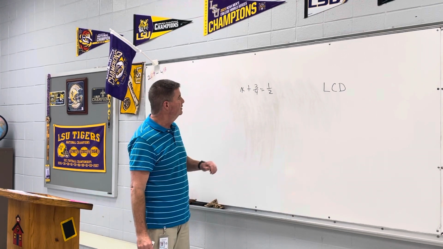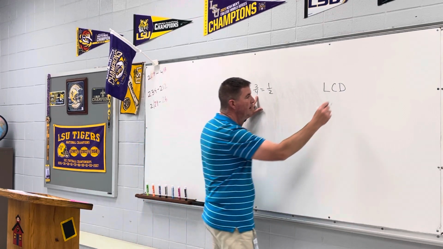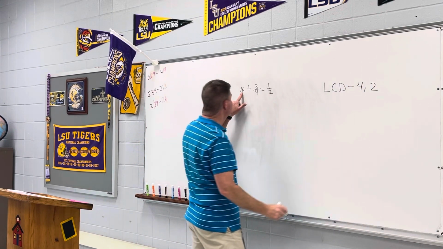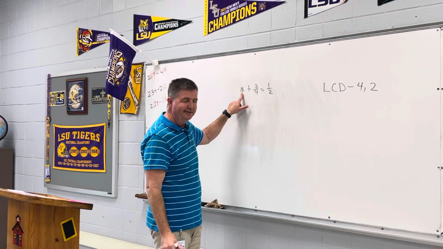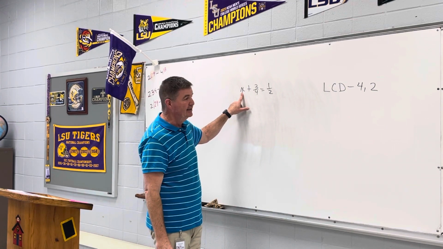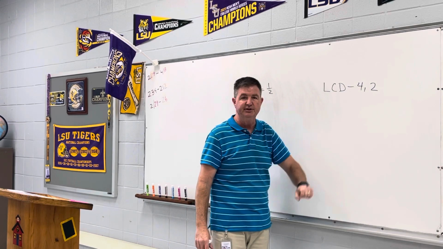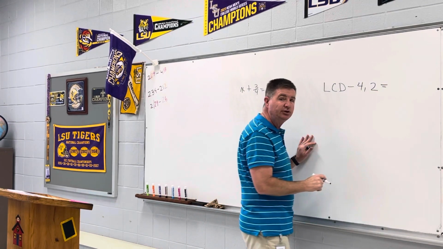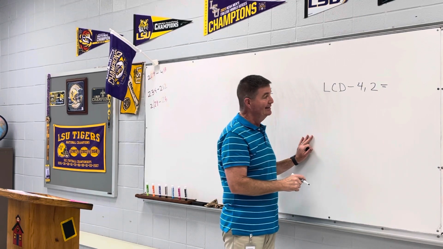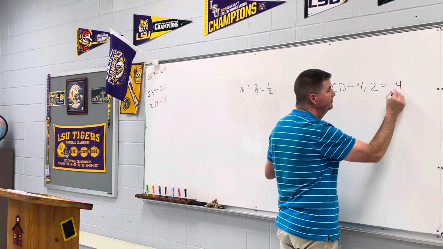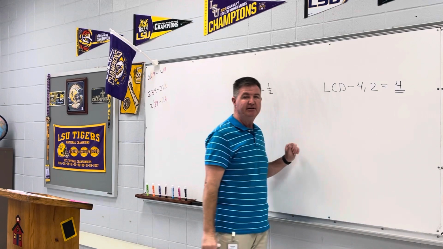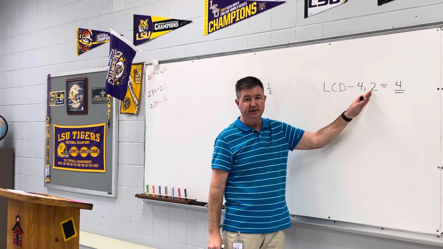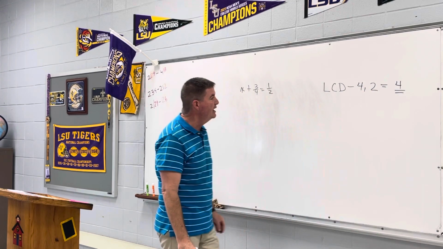So the numbers we're looking for is a 4 and a 2, and x is over 1, so a 1. But a 1 kind of doesn't change anything, so we're only worried about the 4 and the 2. So what would be the smallest number that both 4 and 2 go into evenly? That number would be 4. So 4 would be my least common denominator. 4 goes into 4 and 2 goes into 4 evenly.